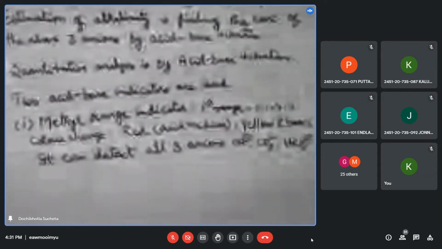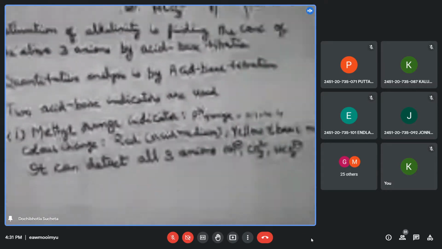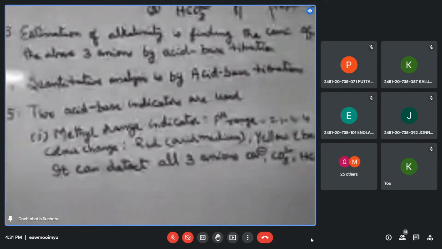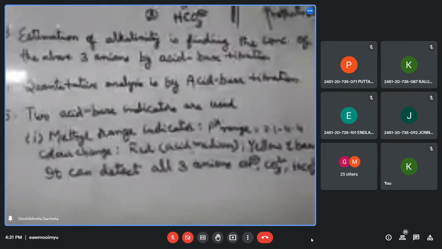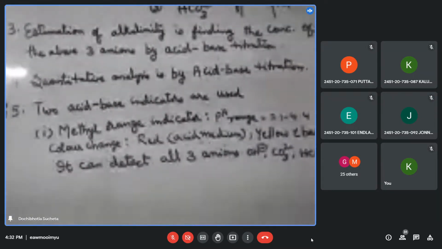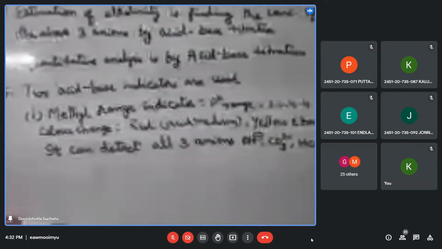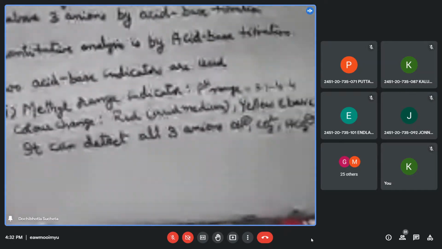So what are indicators? These are the substances that are added in small proportions to the reaction medium, but they show color change due to change in the reaction conditions. That is, they show one color in acidic medium and another color in basic medium. And they indicate the end of the titration. So the two indicators that are used are methyl orange and phenolphthalein.